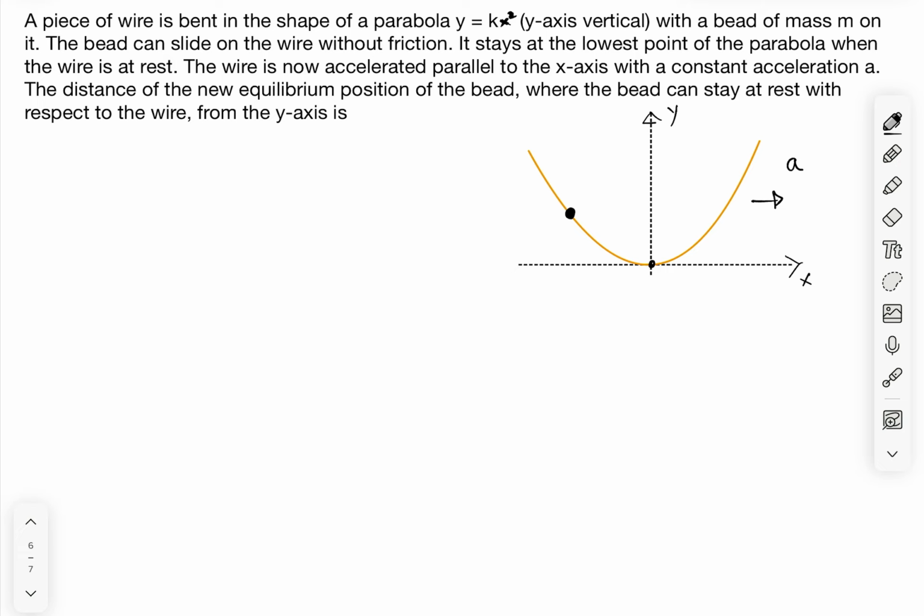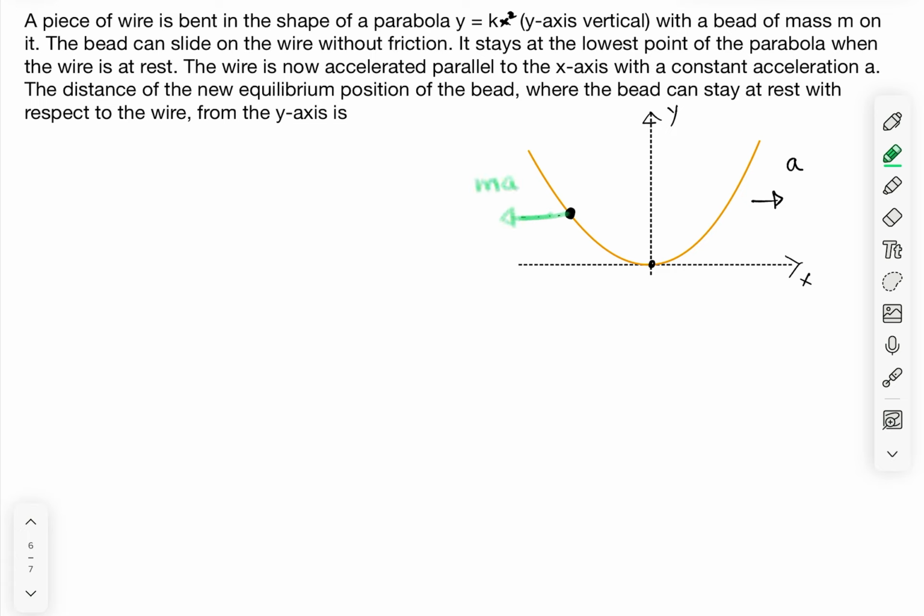Read the question again: they are asking for the distance of the new equilibrium position from the y axis. Which means we have to find the x distance from the origin. So I have to find the new equilibrium position. Because of the acceleration, a force will act, by Newton's second law and laws of motion. The pseudo force will act in the opposite direction. It is something like this, right? In this direction, ma.